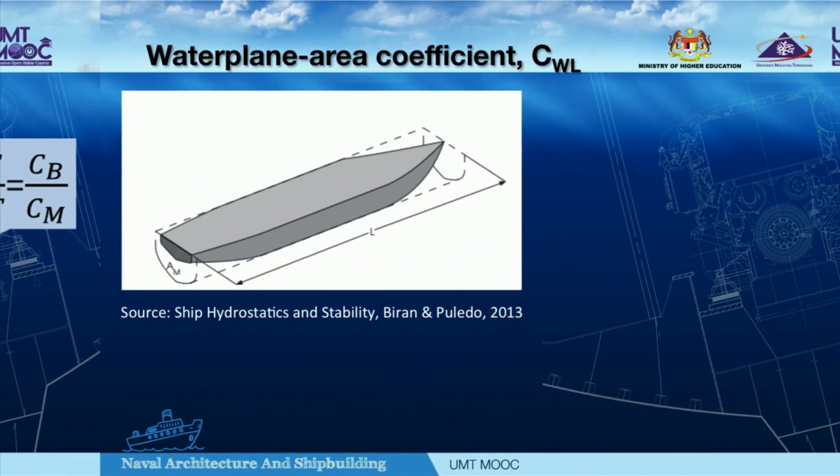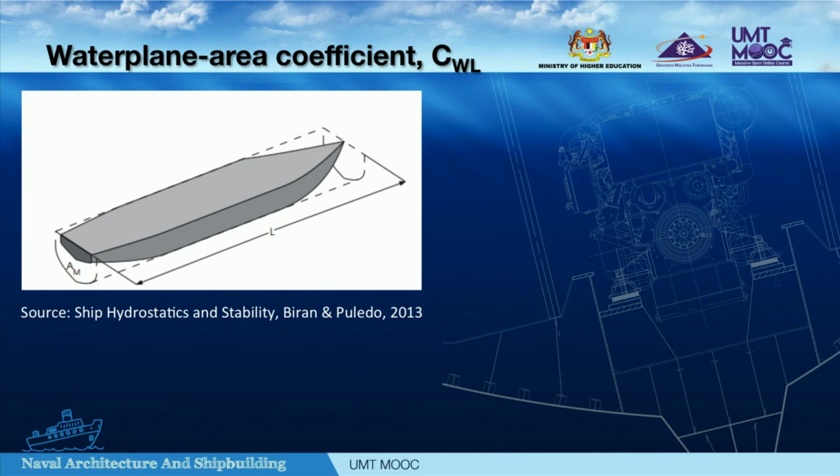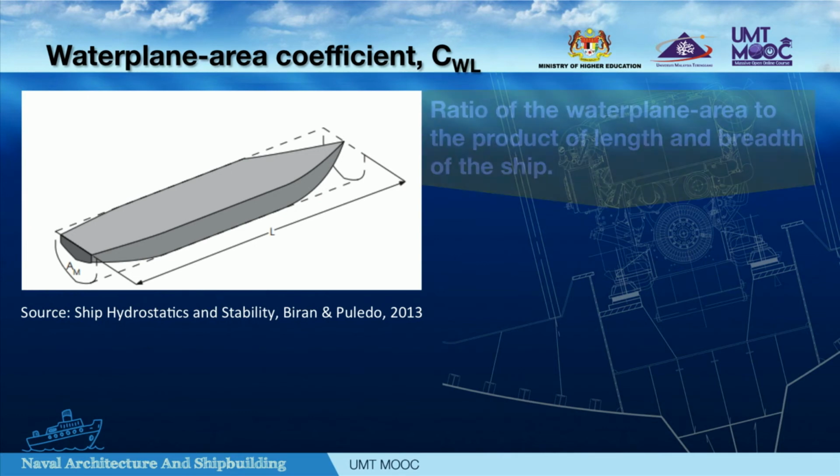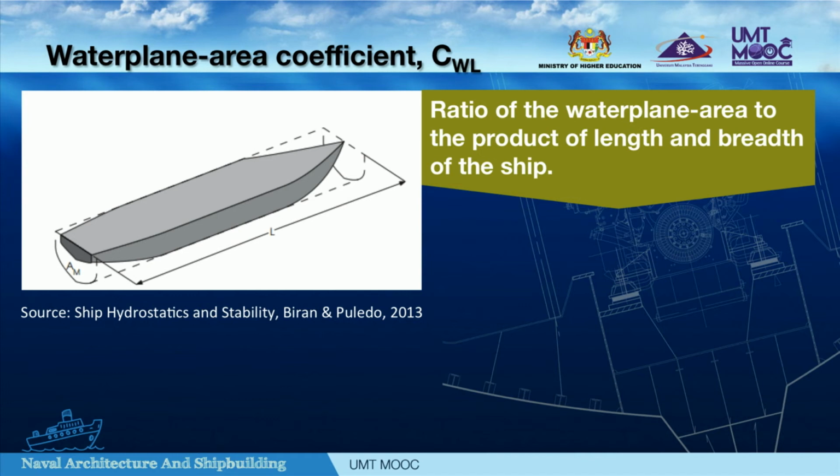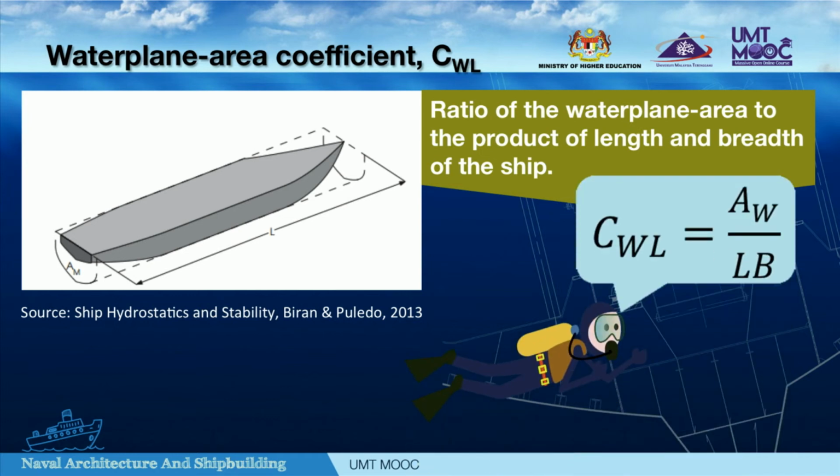CP is an indicator of how much a cylinder with constant section AM and length L is filled by the submerged hull. Let us denote the waterplane area by AW. Then we define the waterplane area coefficient with respect to the submerged hull.